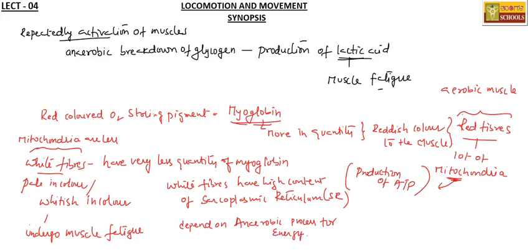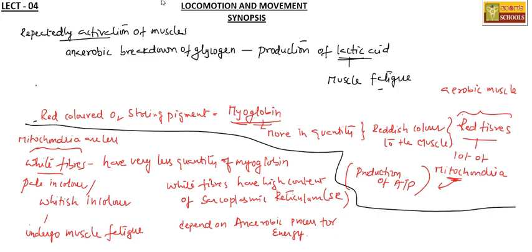So these are the differences between the red fibers and the white fibers. The red fibers have more content of myoglobin, whereas the white fibers have very less quantity of myoglobin. And these red fibers produce more amount of energy, and undergo muscle fatigue very little.